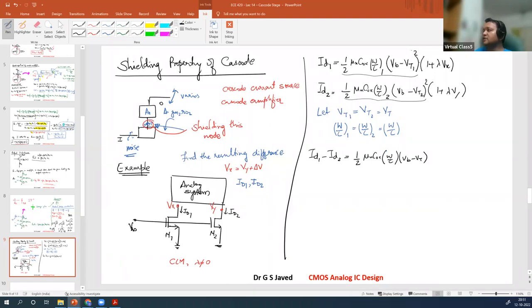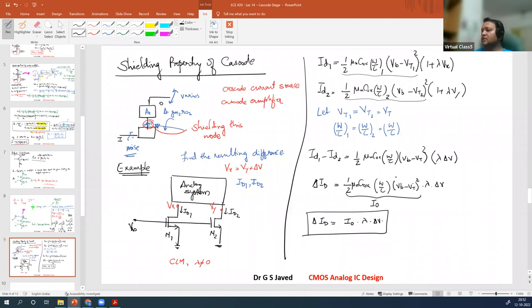Then you have to take the difference. 1 plus lambda Vx minus 1 minus lambda Vy. So what does this get? You get lambda times Vx minus Vy, and Vx minus Vy is given as delta V. So the delta ID that you get is given as half mu n C ox W by L, VB minus VT the whole square, lambda delta V. What is this term? You can call it I naught. So delta ID is equal to drain current I naught times lambda times delta V. So this is going to be your change in the current that you will see.